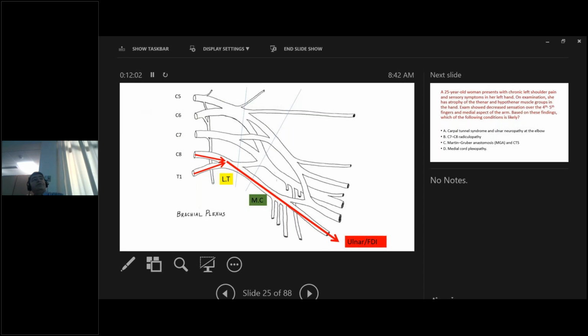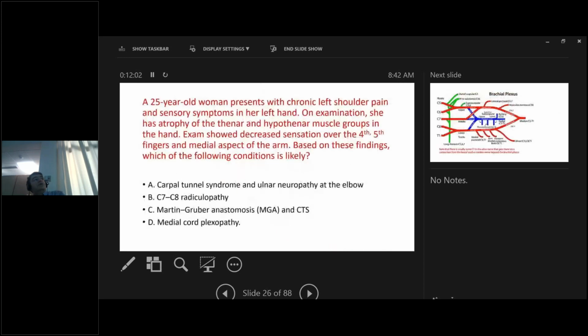Okay, Rasha. A 25-year-old woman presents with chronic left shoulder pain and sensory symptoms in her left hand. On examination, she has atrophy of the thenar and hypothenar muscle groups in the hand. Examination showed decreased sensation over the 4th and 5th fingers and the medial aspect of the arm. Based on these findings, which of the following conditions is likely?